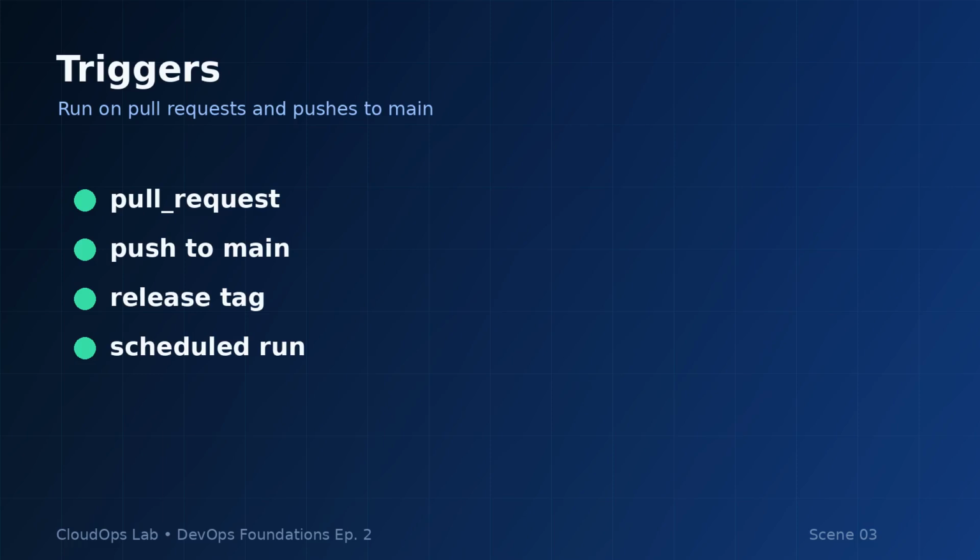After the trigger, you define jobs. A job is a group of steps that runs on a machine called a runner. For example, you might have a job called test. That job could run on Ubuntu latest, which gives you a clean Linux environment in the cloud. The word clean is important. If code only works on your laptop, that is not enough. The pipeline proves the project can run from a fresh environment.